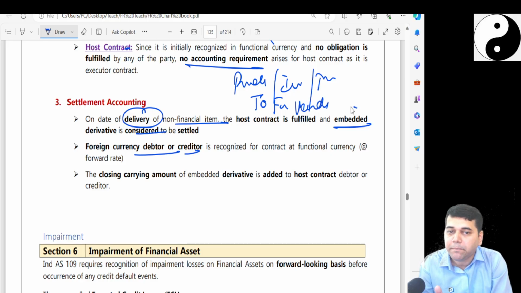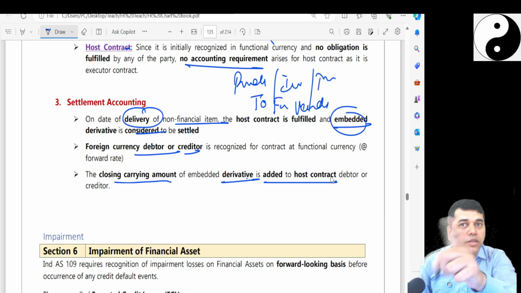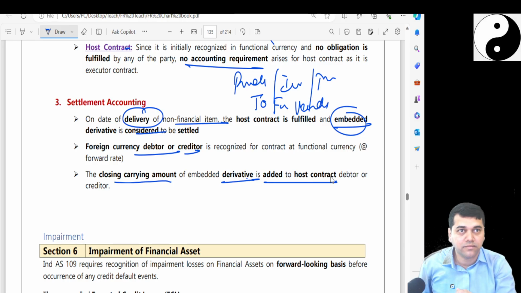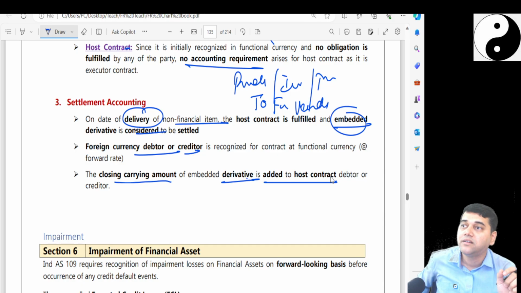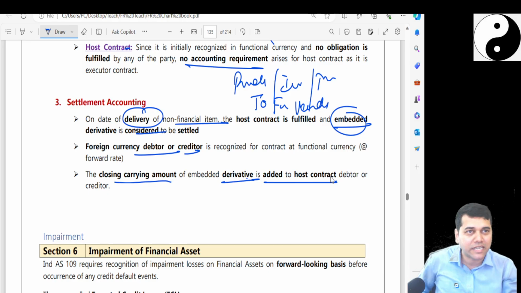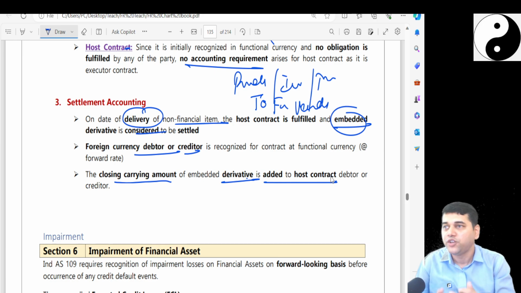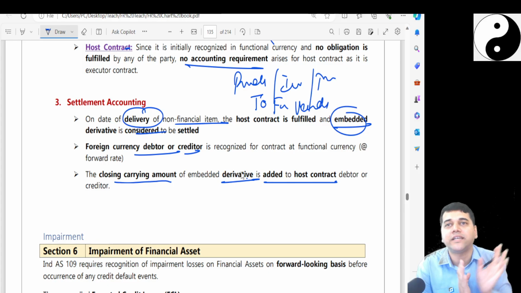And since the embedded derivative is closed, the closing carrying amount of the derivative is added to the host contract. You remember when the dollar was purchased last on 31st December, what did you do with that balance of derivative asset? You transferred it, no? You closed that, no? Like this, on the date of settlement, you have to close that embedded derivative by transferring it to the debtor.